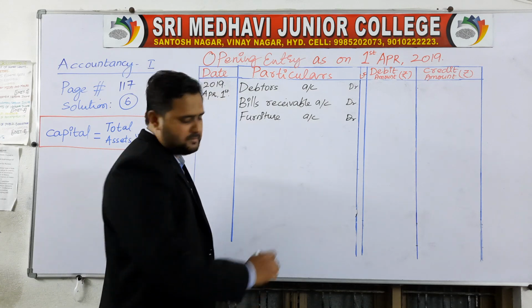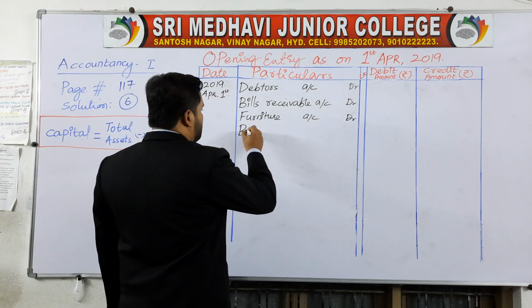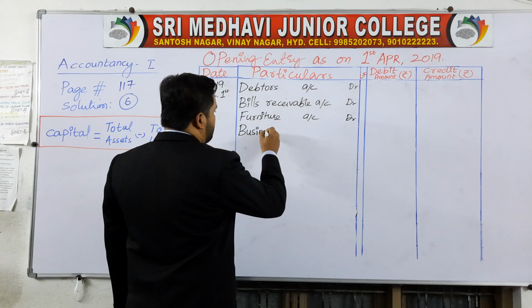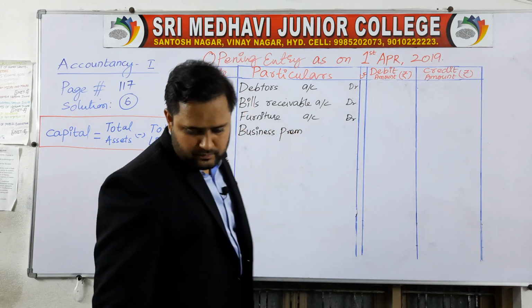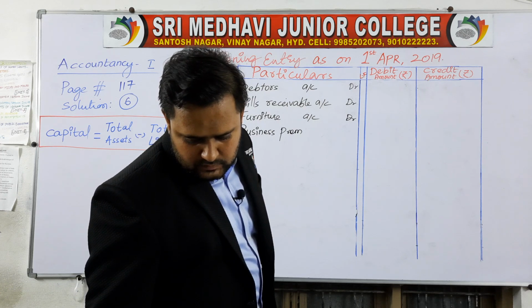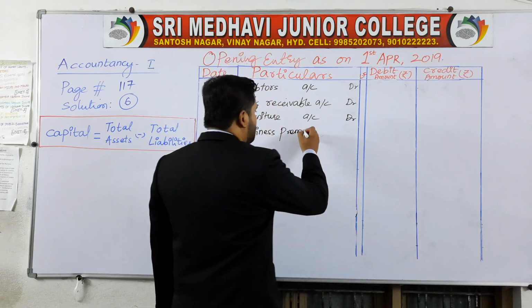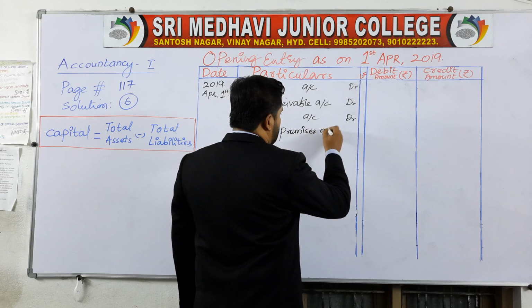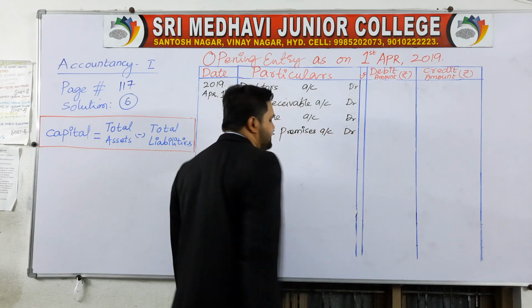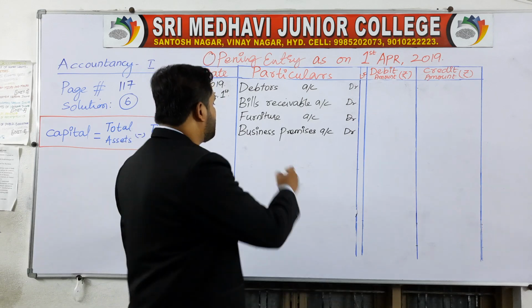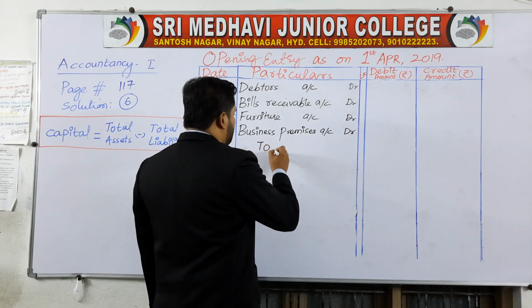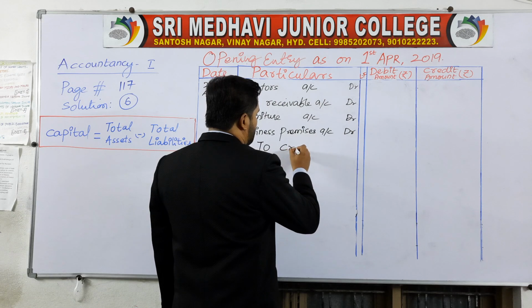Business premises account debit. So, these are all 4 assets given in the question. Now, what are the liabilities? First of all, we had kept aside creditors. Now, bring it back.